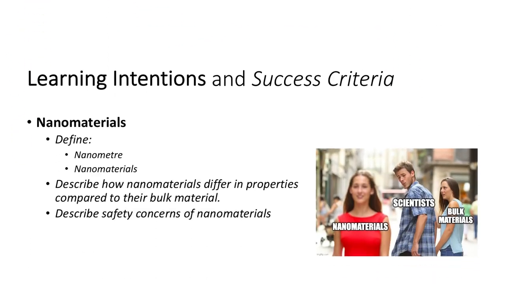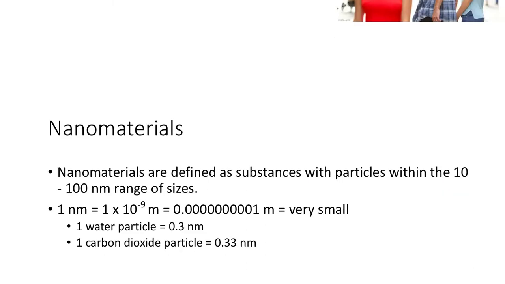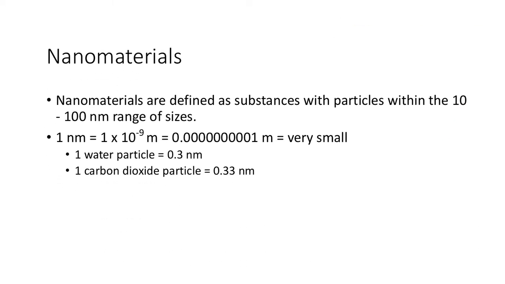So, what are nanomaterials? We're going to find out, and what they do. Nanomaterials are defined as substances with particles within the 10 to 100 nanometer range in size. So you need to remember or memorize that definition of what their size is.